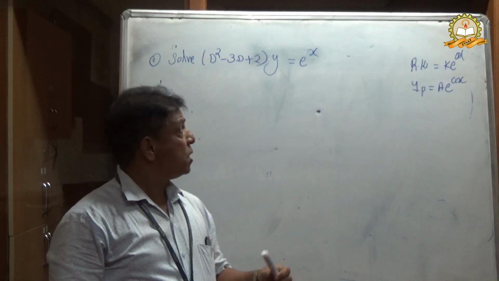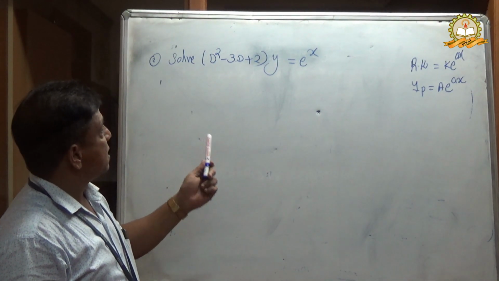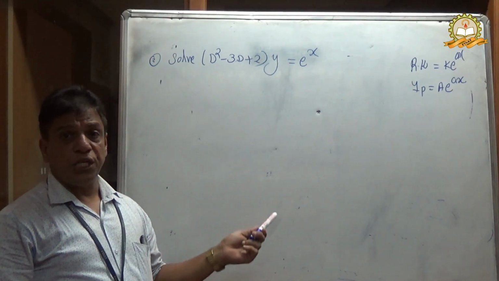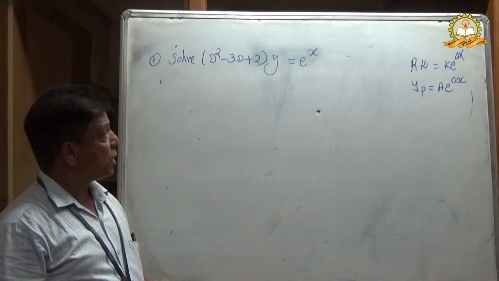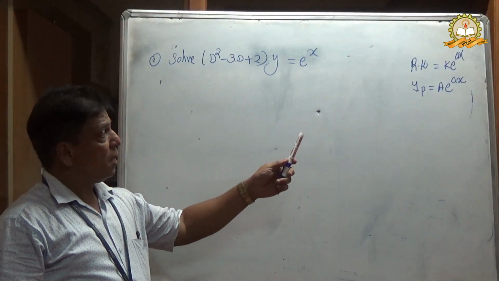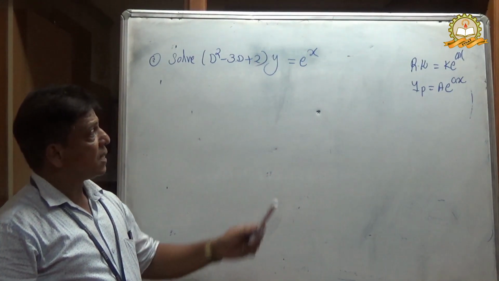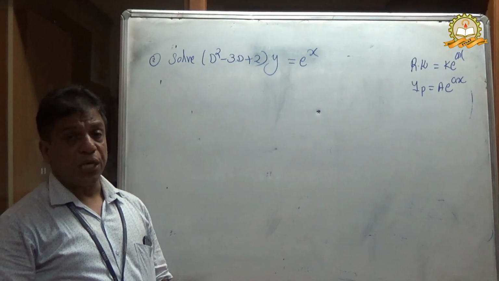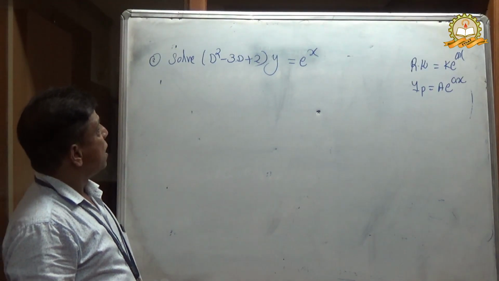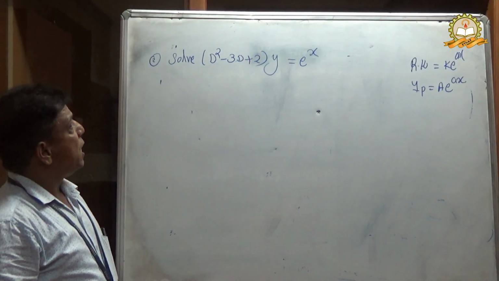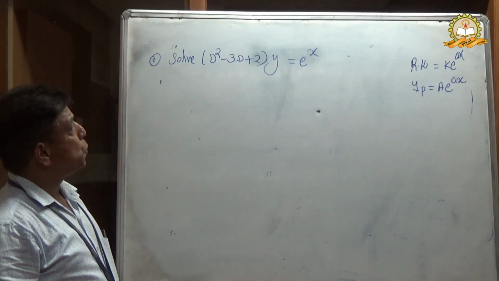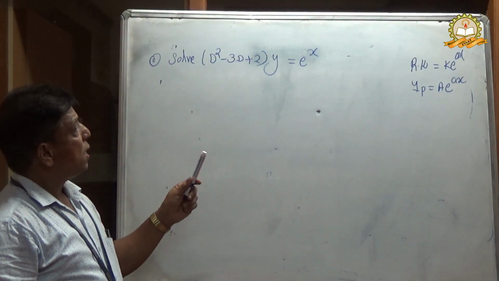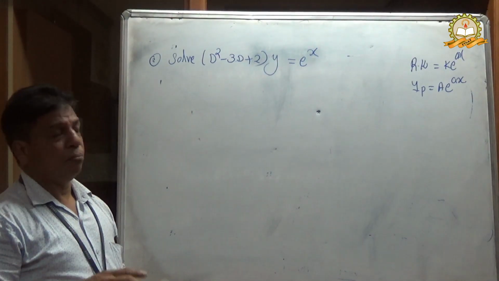Good morning, students. Today we will discuss another problem based on non-homogeneous linear ordinary differential equations, based on the particular integral, case 1. Right hand side is k into e raised to ax. We assume yp as a into e raised to ax. Here the problem is (D square minus 3D plus 2) of y is equal to e raised to x. The problem is given in symbolic form.